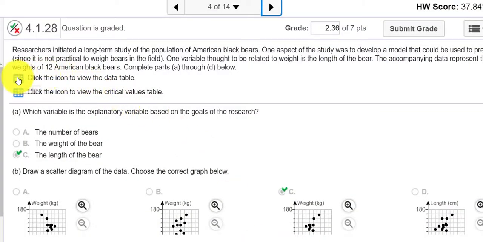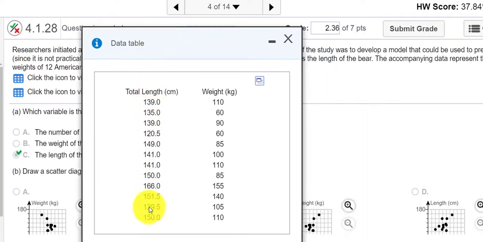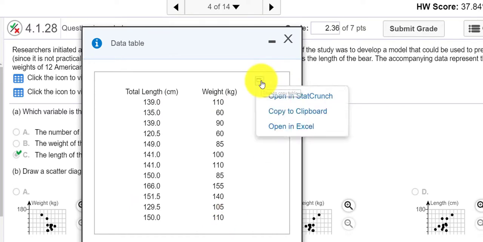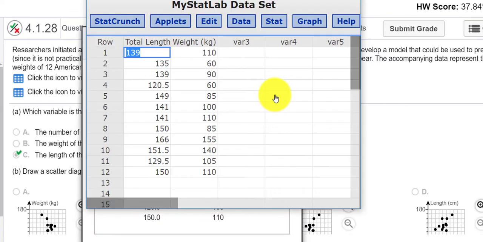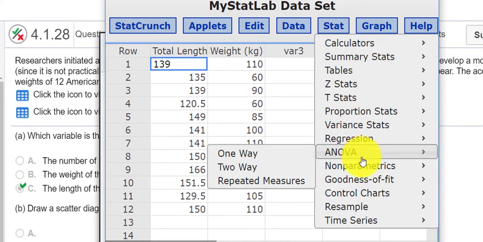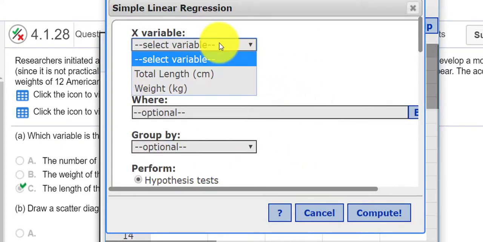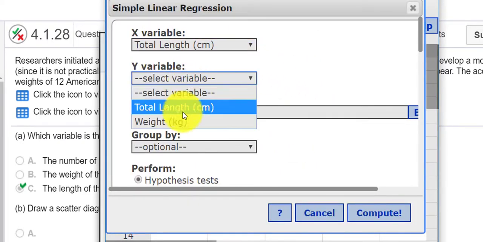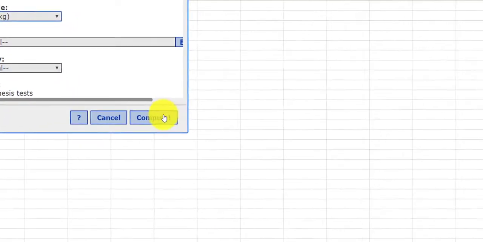So I click on the data table. There's the length of my bear and the weight of my bear. I click on the table. I'm going to open in StatCrunch. And again, when you press stat, we want regression, simple linear. The x was my length, the weight was my y. Let's make this a little bit bigger. I press compute.